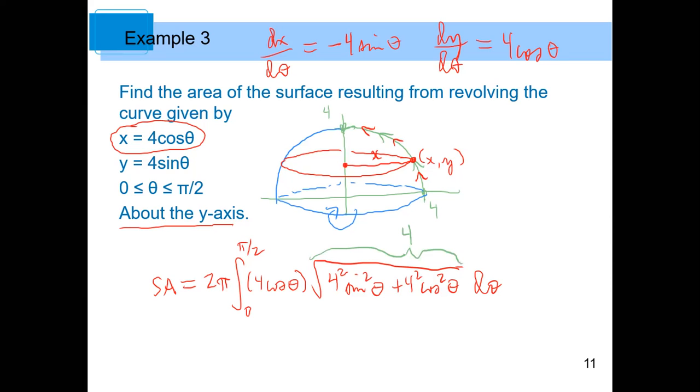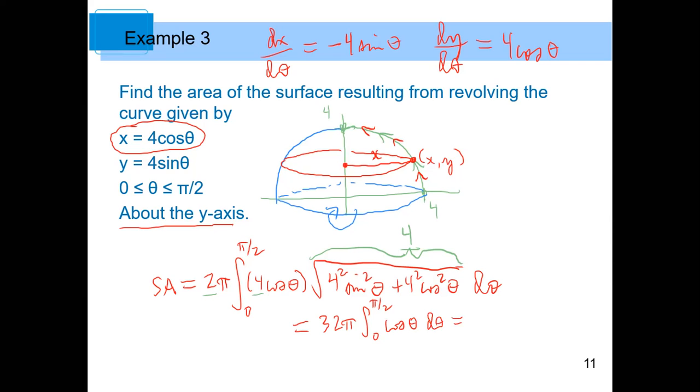Then I have a 2 here, I have a 4 here, and I have this 4, yeah? So what am I going to have overall? How many pi? 32 pi. And it's going to be the integral from 0 to pi over 2. And what is the only thing left? Cosine of theta, d theta.